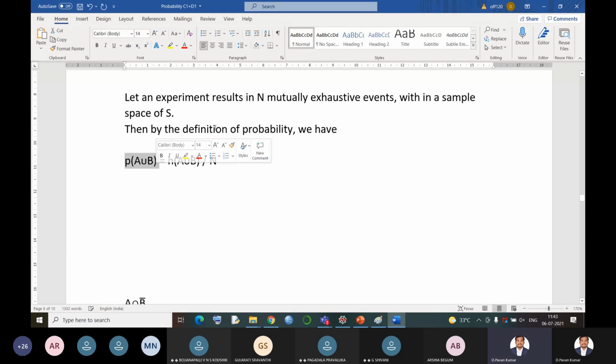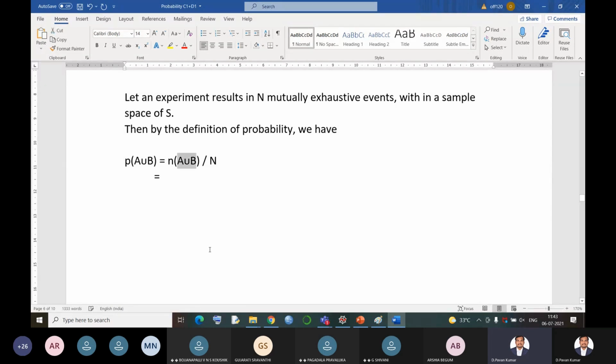Definition of probability says that probability of A is nothing but number of favorable events of A divided by total number of exhaustive events. Similarly, P of A union B is equal to N of A union B divided by capital N. Capital N is exhaustive cases where small n is nothing but favorable number of cases of the event. Now, by using this, let us continue further.